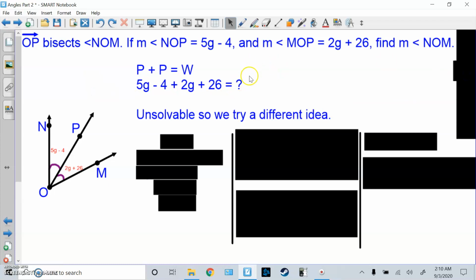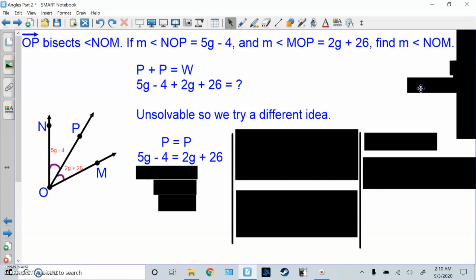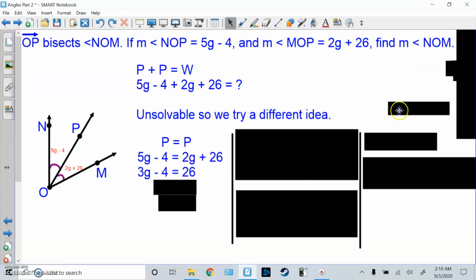So we have to figure out something else. What do I know? Well, it's bisect. Bisect means they're the same, so I actually can do part equals part. So the first part equals the second part. Now I solve this. This is solvable. So subtract 2g both sides, add 4 both sides, divide by 3 both sides. Now we found g. So how does g help us find the entire thing, the angle NOM?